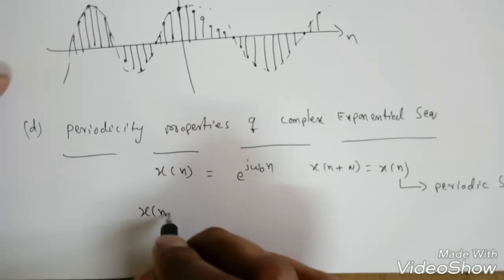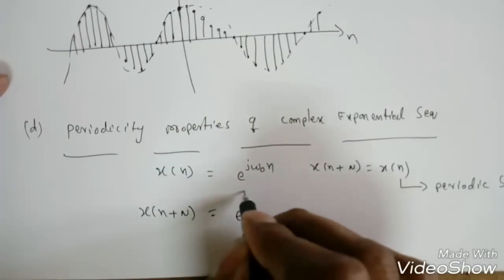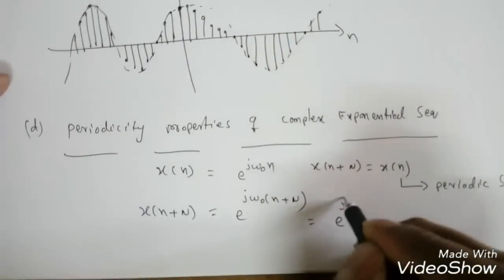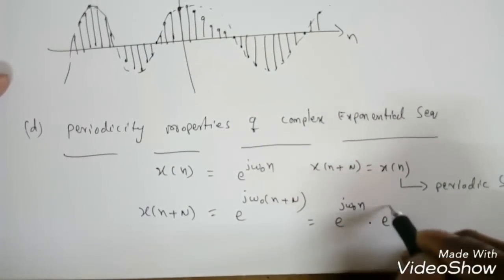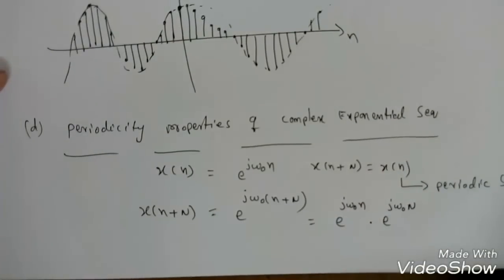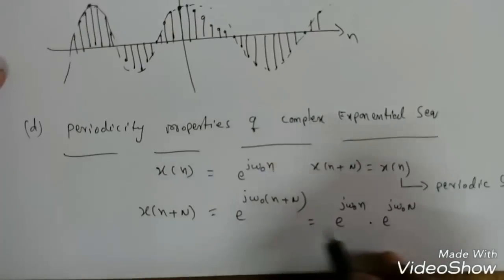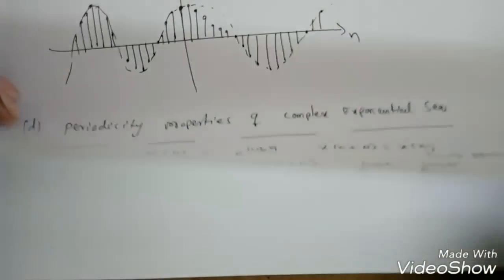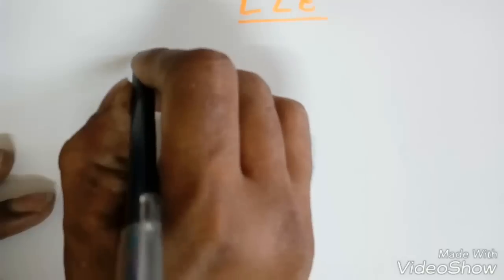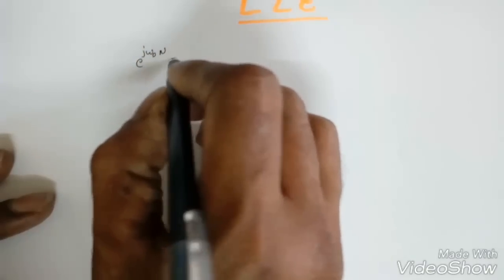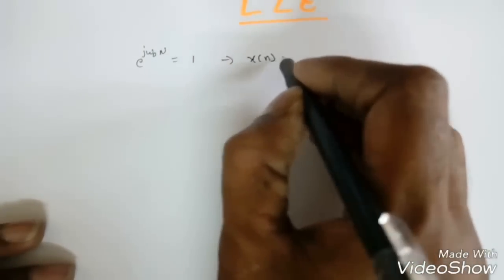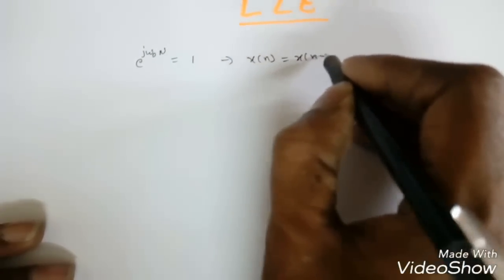So x of n plus N is equal to e power j omega naught (n plus N), which will become e power j omega naught n into e power j omega naught capital N. Now if x of n plus N is equal to x of n, what should this term be? It should be 1. That means e power j omega naught capital N will become 1. Then only x of n is equal to x of n plus N.